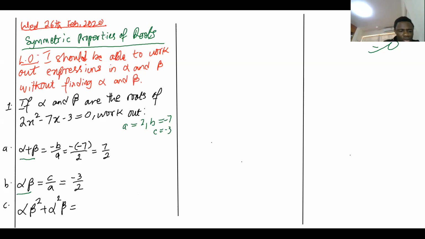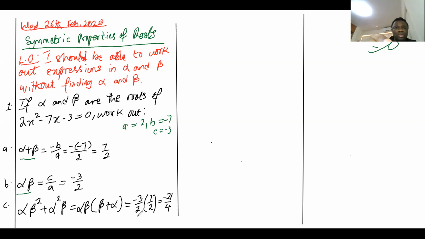Is that clear? So we can factorize alpha beta, and then you will have beta plus alpha. Do you agree, everyone? Yes. And your beta plus alpha is the same as alpha plus beta, isn't it? So remember, beta minus alpha is different. Only plus can be written like that. So if I substitute alpha beta as minus 3 over 2, and 7 over 2, I get minus 21 over 4. And that's it. No decimals, please. And you don't have to express that as a mixed fraction.